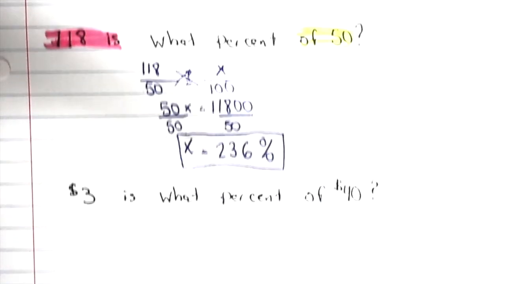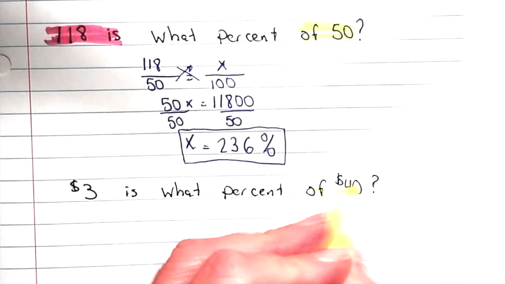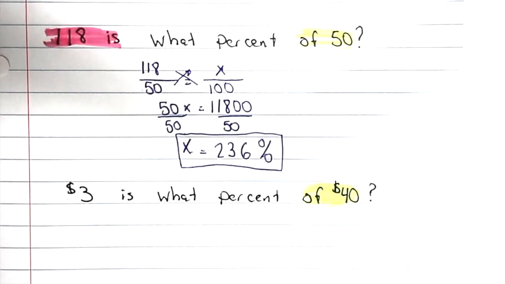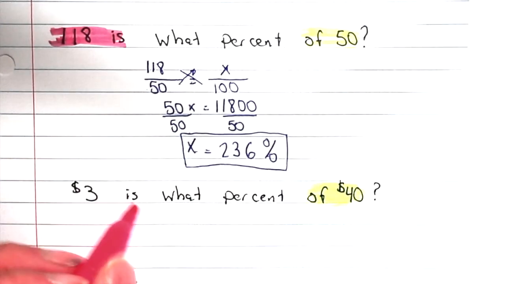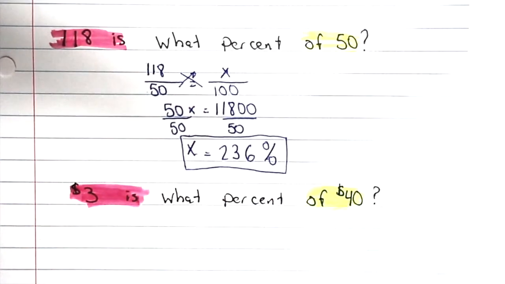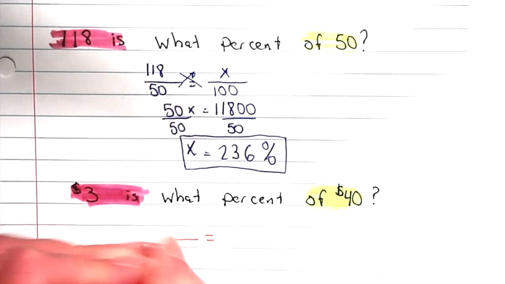Let's look at the last one here. 3 is what percent of 40? Well, there's my of 40. And then here I do have my 3 is. So I set up my proportion.